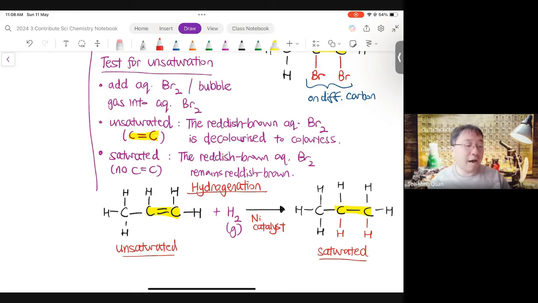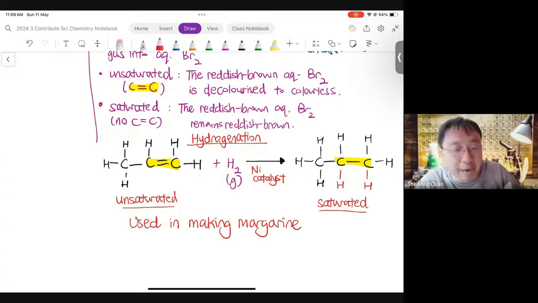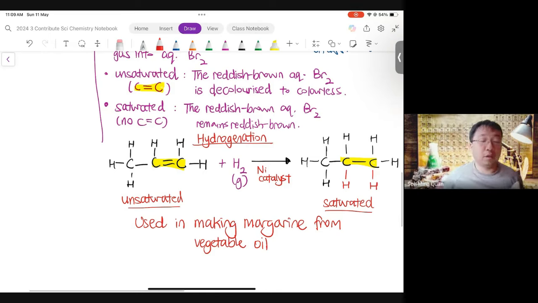Now, hydrogenation is useful because this is used in making margarine. So this reaction, hydrogenation, is used to make margarine from vegetable oil. So vegetable oil is unsaturated. So how then do you convert vegetable oil, which is unsaturated, into margarine, which is more saturated? The idea is to add hydrogen under high temperature with a nickel catalyst.